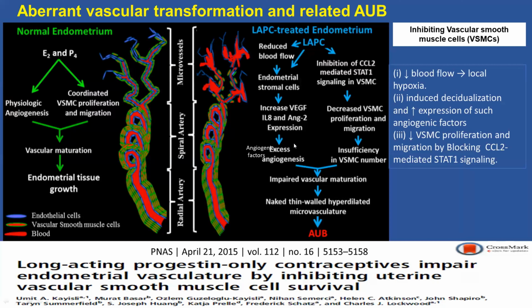Other studies found that there are apparent vascular transformations that are causing the abnormal bleeding with progestogen-only contraceptives by inhibiting vascular smooth muscle cells, leading to disruption of the blood vessels, as proved in some studies.